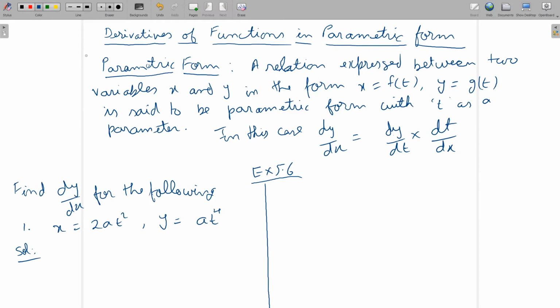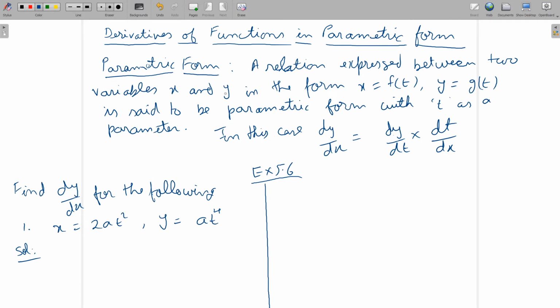Derivatives of functions in parametric form. So parametric form, when variables x and y are expressed in terms of a third variable, then that form is known as parametric form. So how to differentiate parametric form?